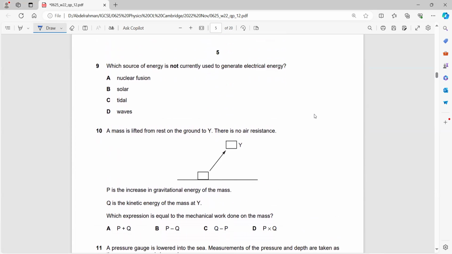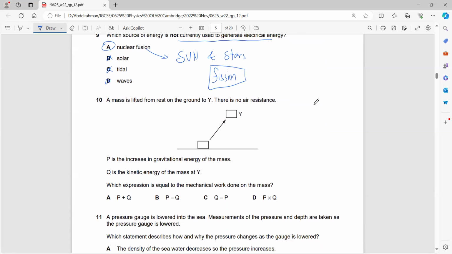Which source of energy is not currently used to generate electrical energy? Nuclear fusion. This nuclear fusion is in the sun. The sun and stars use nuclear fusion. On Earth, we use nuclear fission, not nuclear fusion. And again, you can cancel out the other ones. We can use the waves, the tidal, the solar, but the only one is nuclear fusion. We do not use it yet on Earth.